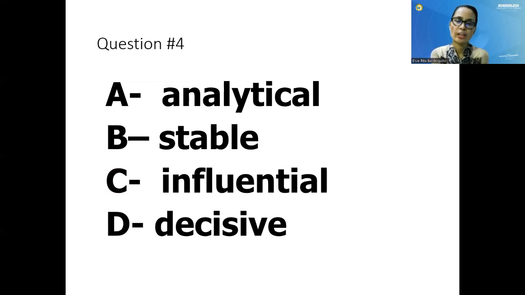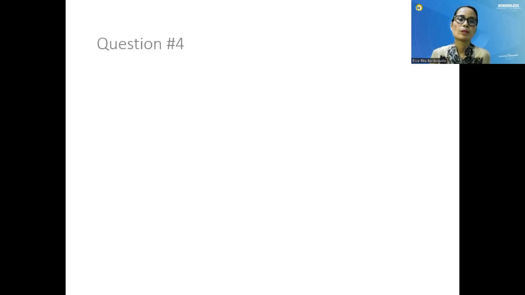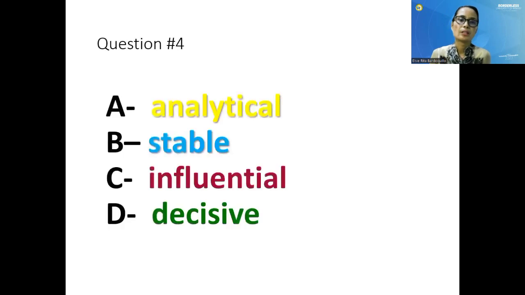Then you have number 4, A, analytical, B, stable, C, influential, D, decisive. Pause. Number 4, A is yellow, B is blue, C is red, D is green. Pause.